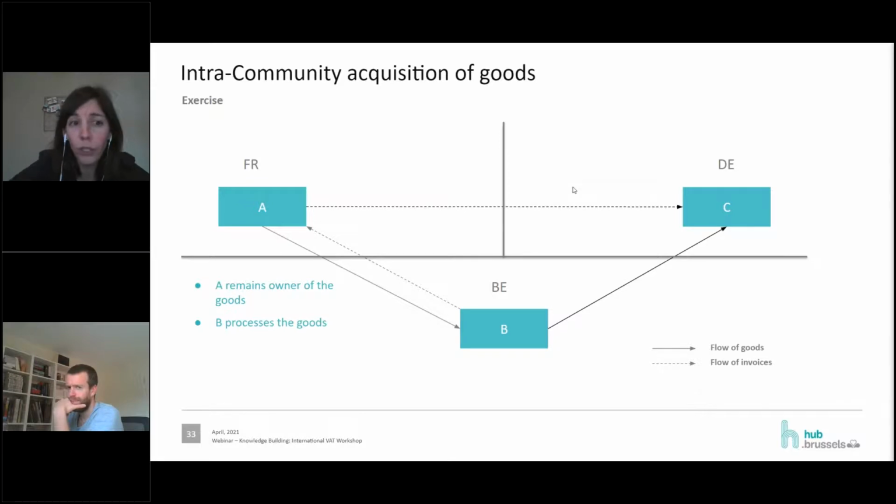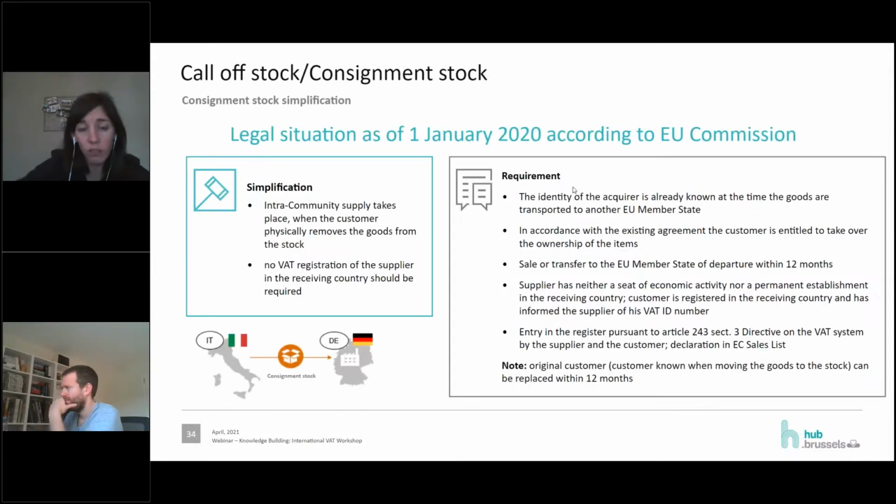Maybe just one word, again, on the quick fixes. The idea was really to harmonize the different types of simplification. And now we are talking about call-off stock, consignment stock. What are call-off stock arrangements? Well, it refers to a situation in which you have a company dispatching, transporting goods to a stock in another member state for an intended acquirer.